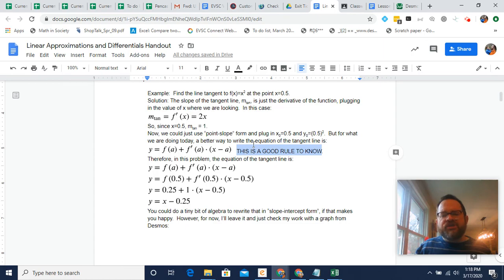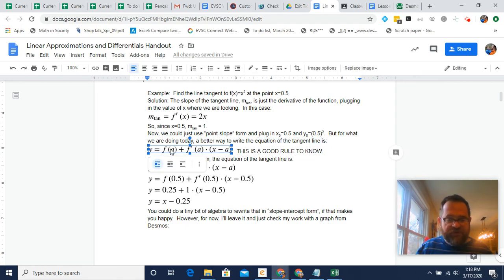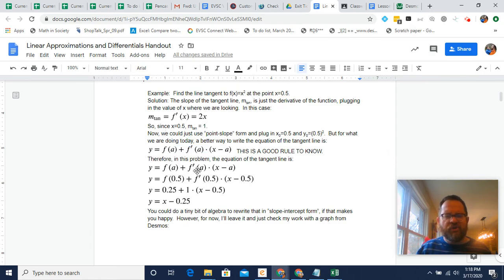The equation of a tangent line is going to be y equals f of a, the place that we're working with, the point that we know, plus the derivative, f prime of a, times x minus that same a. This is hugely important. That's a hugely important equation to know.